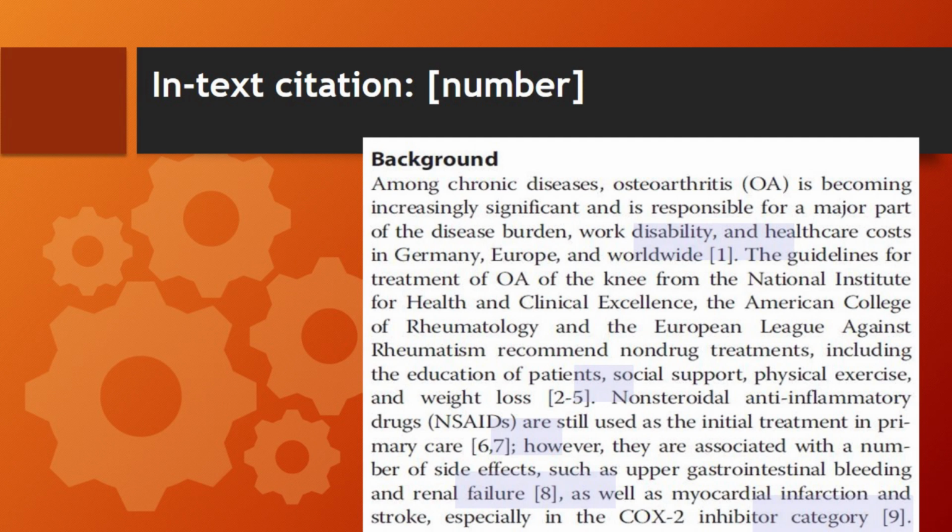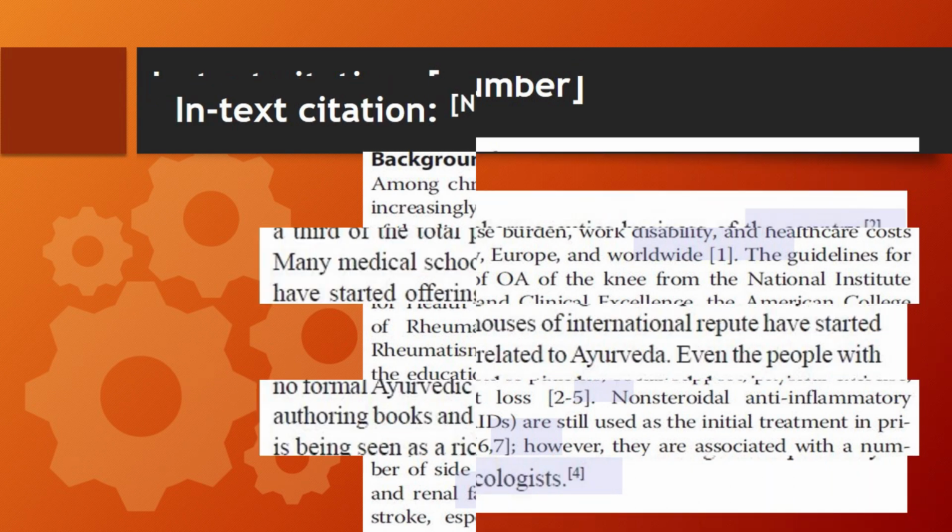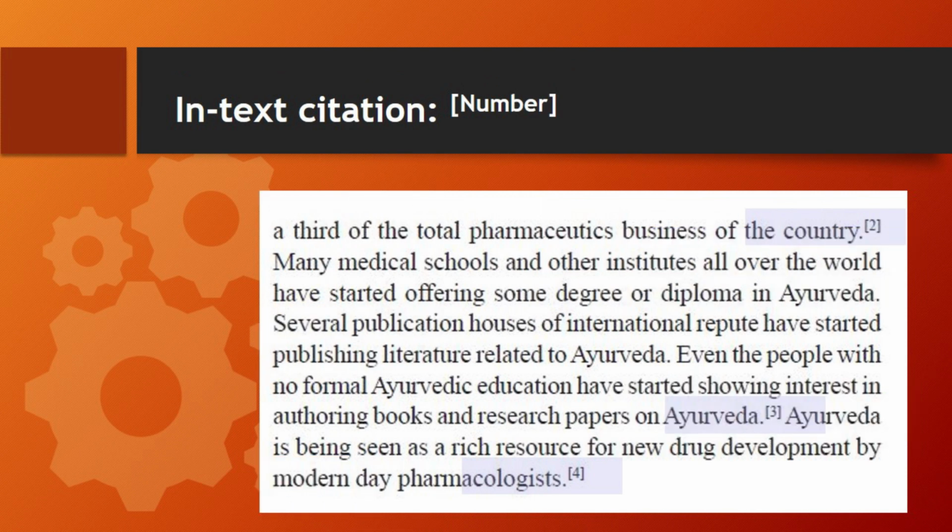Take for example this in-text citation, where the numbers are written in square brackets, and the size of the square brackets and the number is normal, equivalent to the font size of the text. For instance, in this example, here also it is the number and square brackets, but they are written in superscript manner. The size is smaller and it is placed slightly above the level of the normal text.